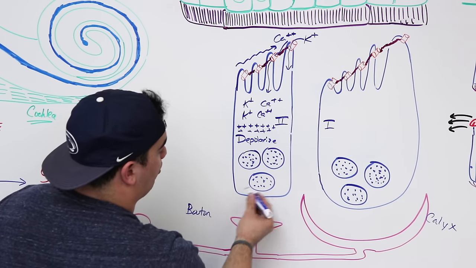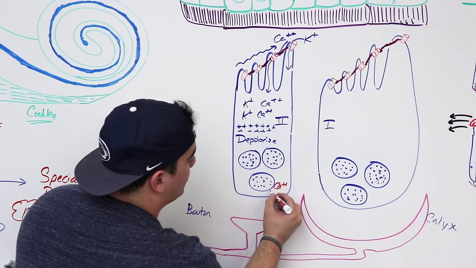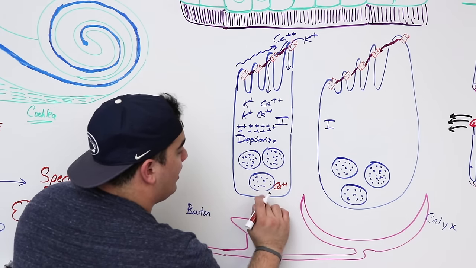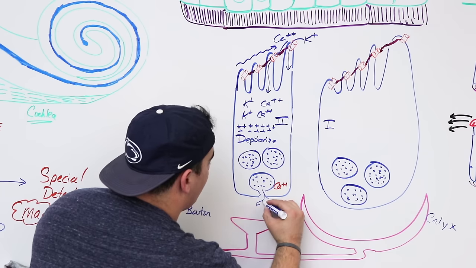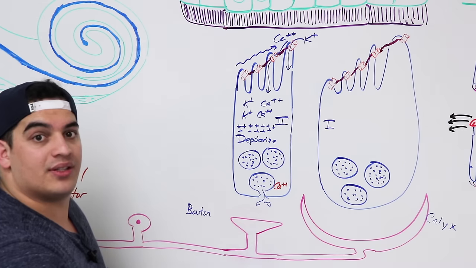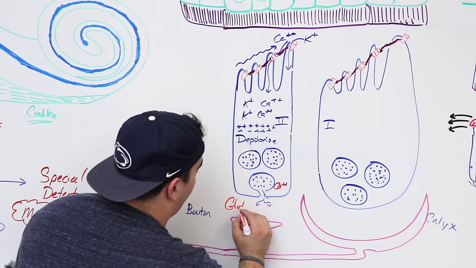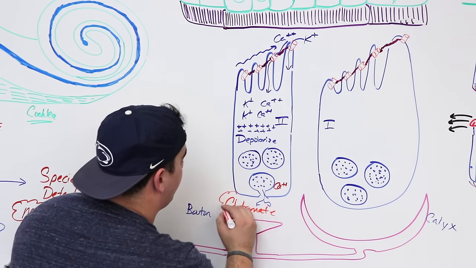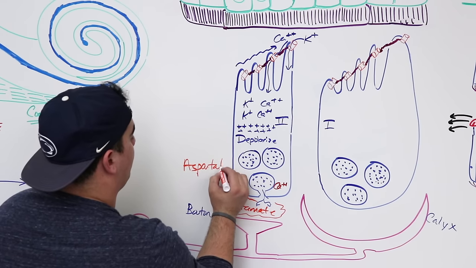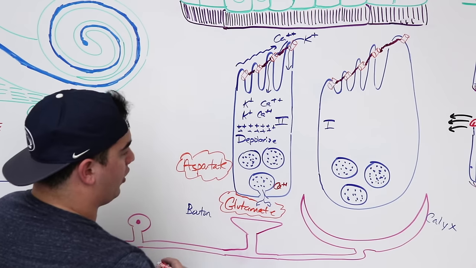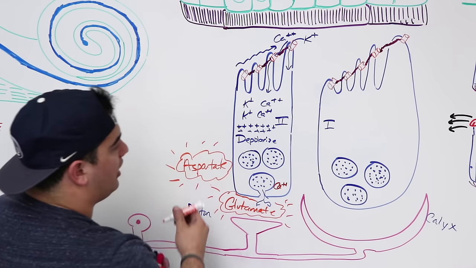If it depolarizes, remember that important ion here, calcium. Calcium is important because it helps to fuse the synaptic proteins between this vesicle and the cell membrane. If this fuses, it releases these neurotransmitters out by exocytosis. What type of neurotransmitters? Well, the big one is glutamate. But there's another one that's also important here, and this is called aspartate. This is also released. So there's two chemicals released at this nerve terminal. One is glutamate, and the other one is aspartate.